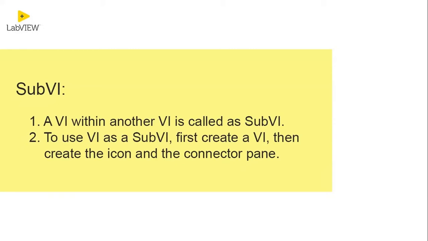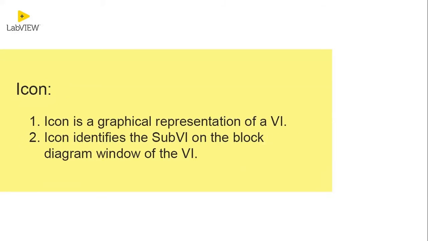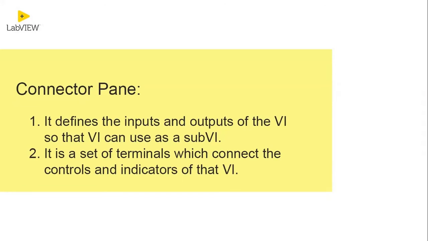To use a VI as a sub-VI, first create a VI, then create icon and connector panes. After creating the VI, I need to build icon and connector pane. So let's understand what is icon and connector panes. Icon is a graphical representation of the VI. Icon identifies the sub-VI on the block diagram window of VI. Next is connector pane. Connector pane defines the input and output of the VI so that VI can be used as a sub-VI. It is nothing but a set of terminals which connect the controls and indicators of the VI.